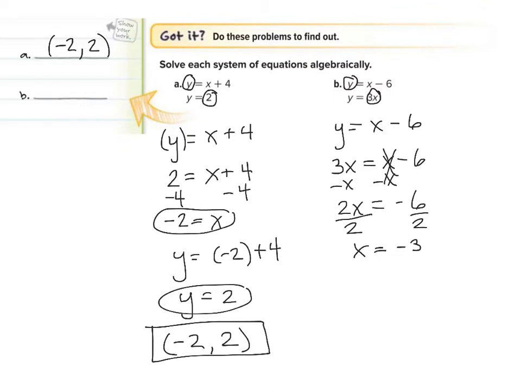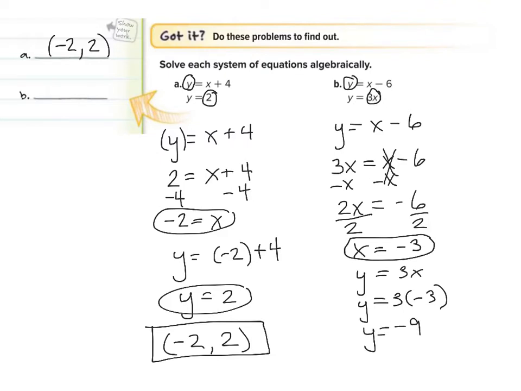Now I can substitute in my negative 3 into the equation. y equals 3x. Substitute in negative 3 for x. y equals 3 times negative 3. 3 times negative 3 is negative 9. So when x is negative 3, y equals negative 9. So my ordered pair for that system is negative 3, negative 9.